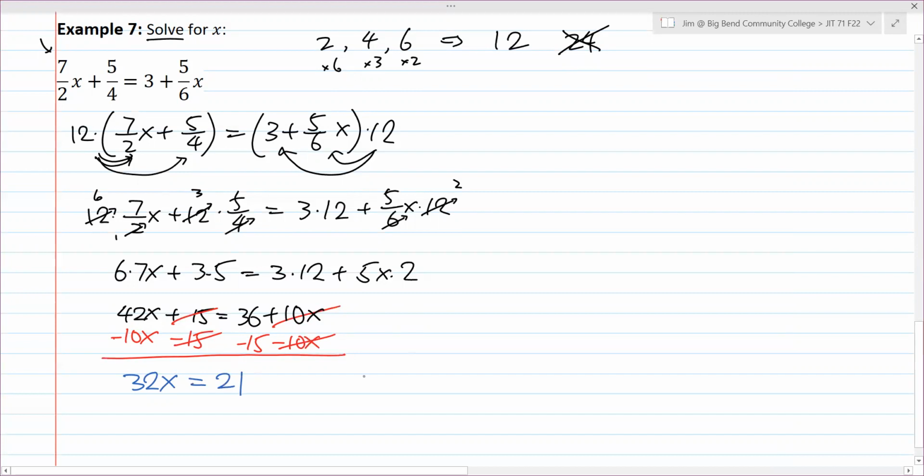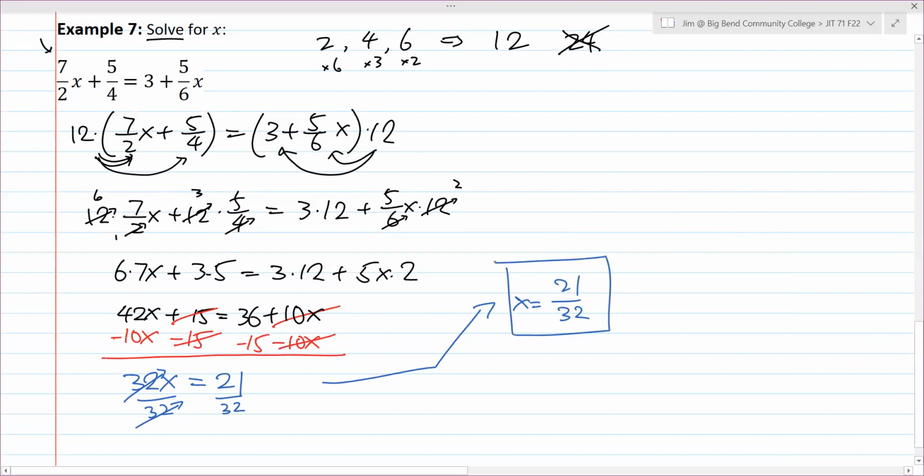Eventually, we divide the new equation. The 32s are divided out. So you have x equals 21 over 32. You can simplify the fraction further. So this is the final answer.